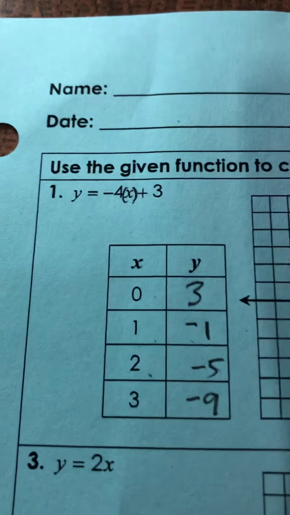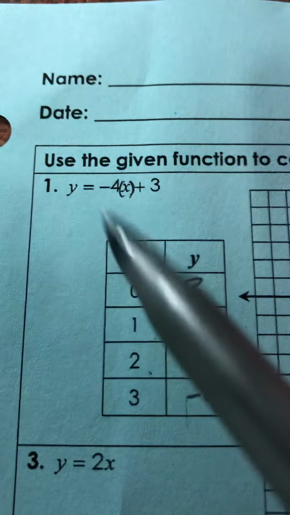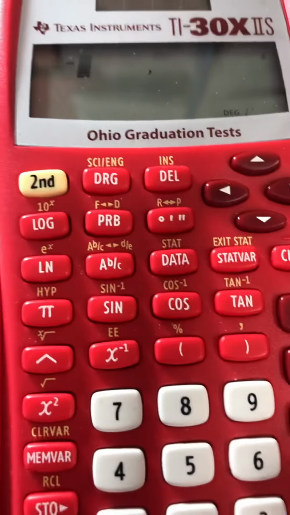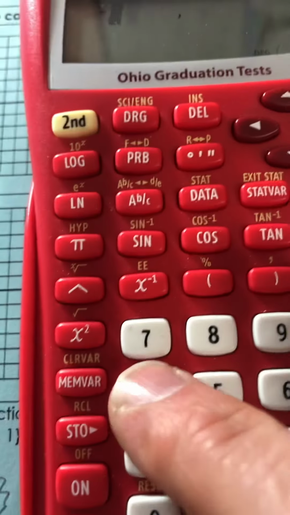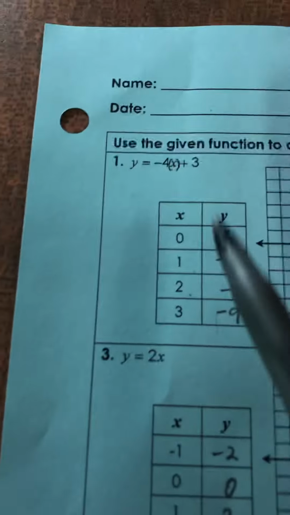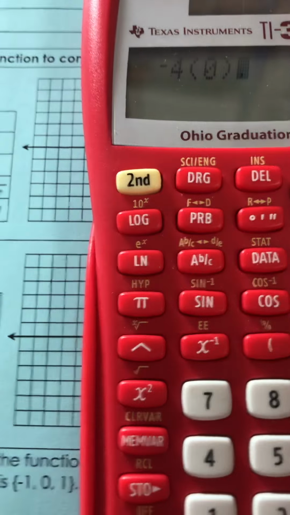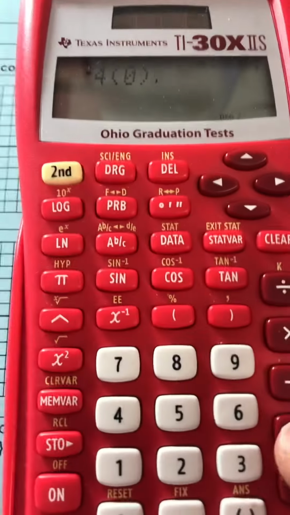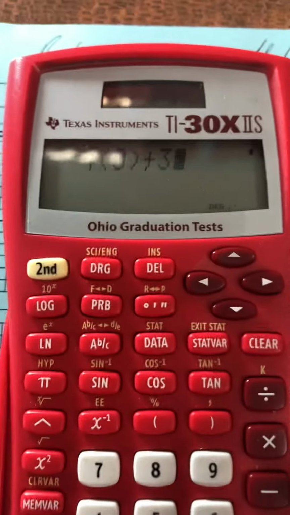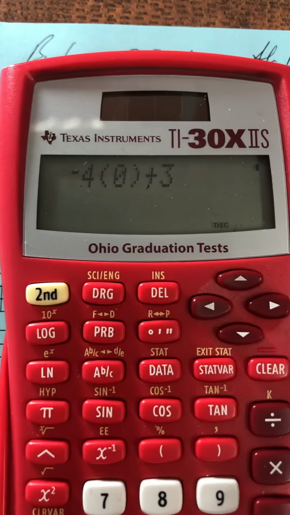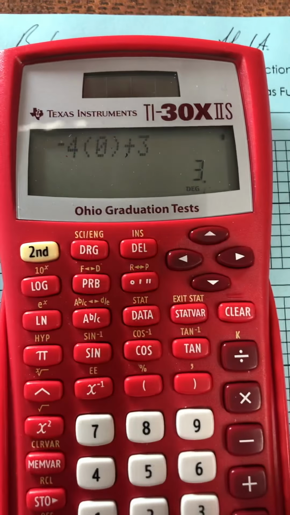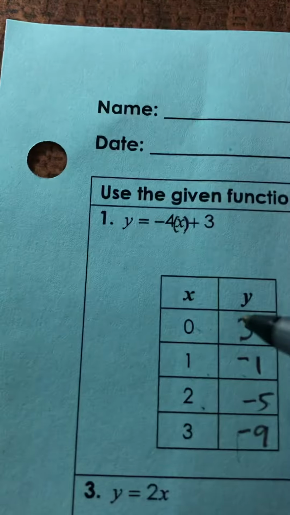So what I'm going to do here is plug in negative 4, negative button once again, negative 4, and then use parentheses wherever the x is. And my x is going to be 0, right? So I'm going to put in 0, back parentheses, and plus 3. Plus 3. Okay? See it in there? I hit equals. And my first number is 3. And so I would write 3.